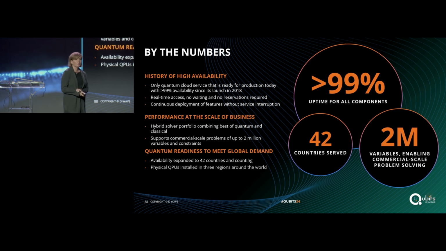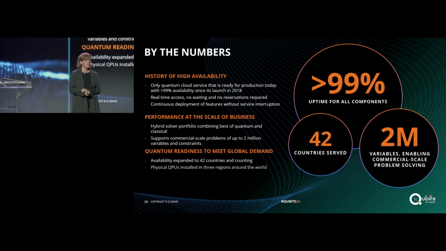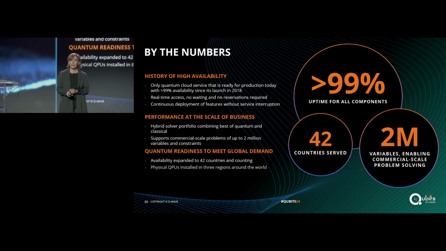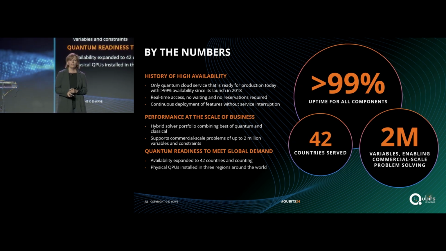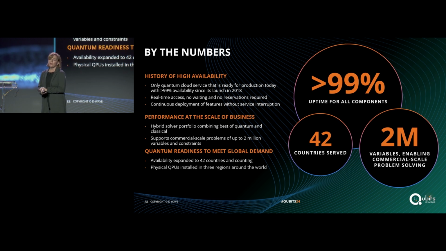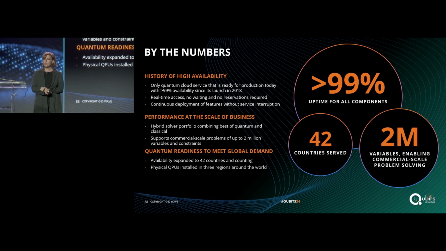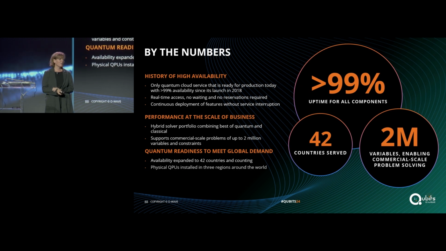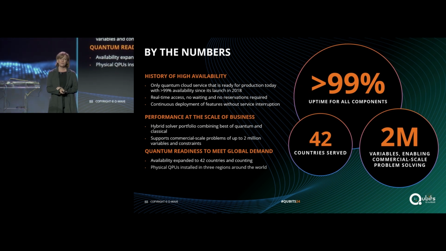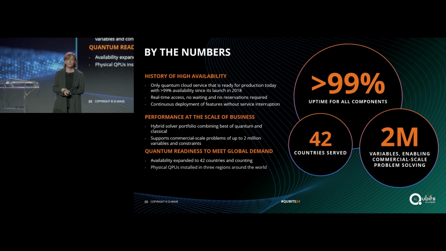Leap is available around the world. We're available in 42 countries and counting, so we're adding to this list all the time. You can see the list of countries on our website, but there are many countries across North America, Europe, and Asia Pacific. We have 3 physical systems, and as you heard today, we have a 4th one, which will start installation soon. At the moment, we have a system in Burnaby, BC, which is the D-Wave headquarters, and we have one in California and one in Germany.